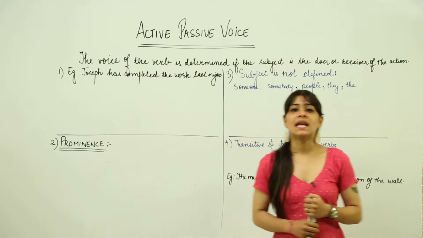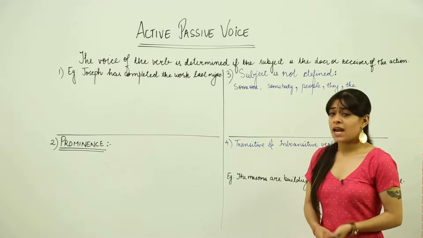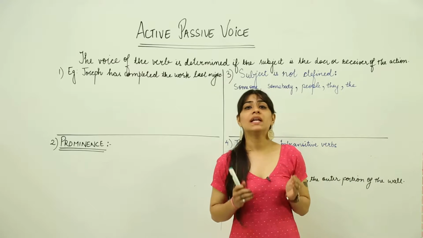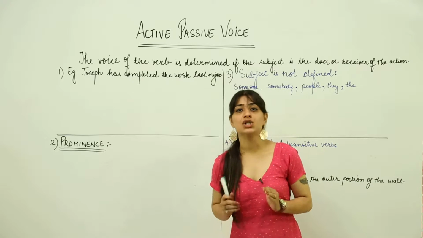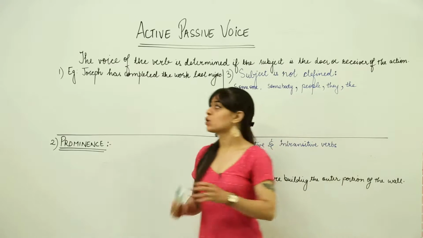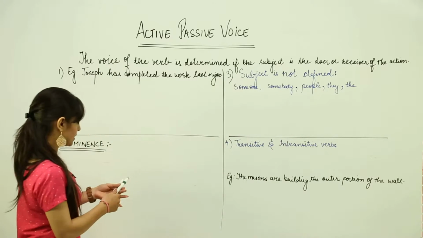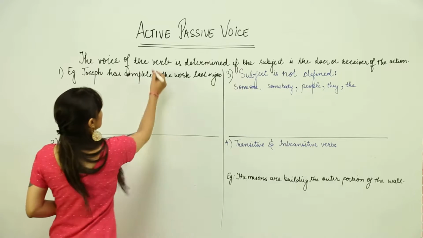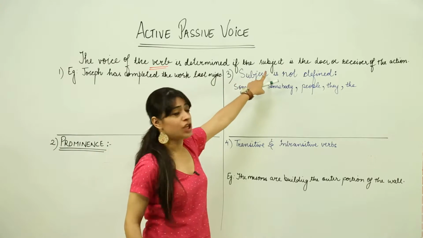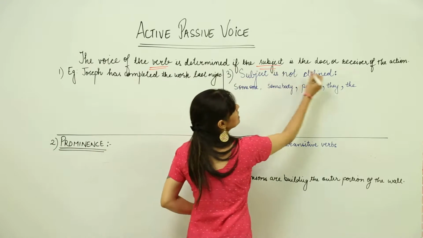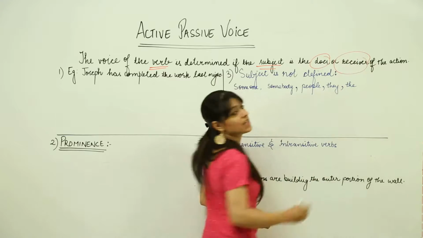The topic for the day is active and passive voice. Now in active passive voice, we generally deal with the doing or the action word, that is the verb. Let's go through the definition. The voice of the verb is determined if the subject is the doer or the receiver of the action.